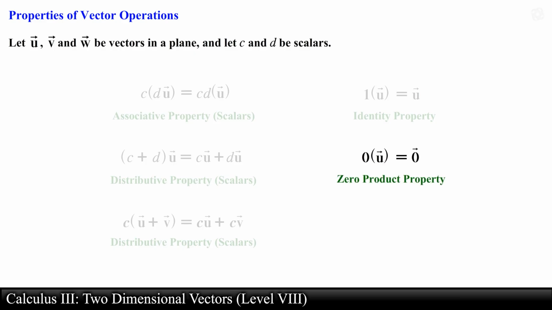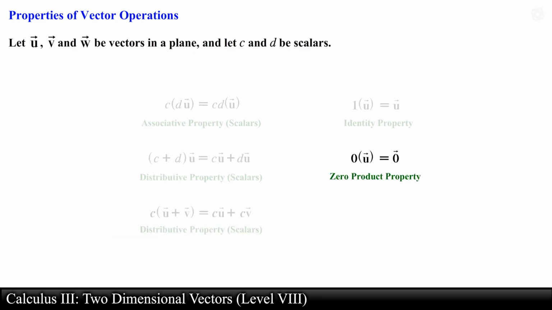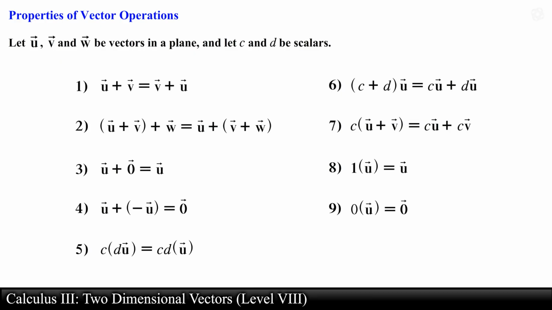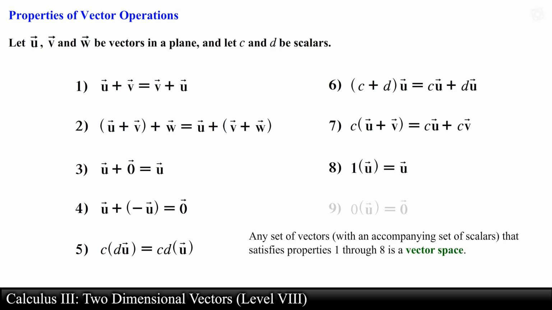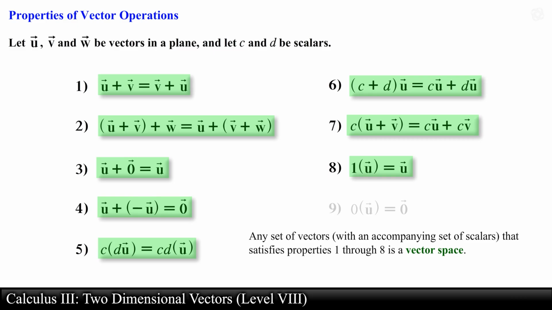This is similar to the zero product property of multiplication, which is also known as the zero product property for real numbers. Once again, these 9 properties of vectors can be verified either geometrically or algebraically. In general, any set of vectors with an accompanying set of scalars that satisfies properties 1 through 8 is a vector space. The 8 properties are referred to as the vector space axioms.